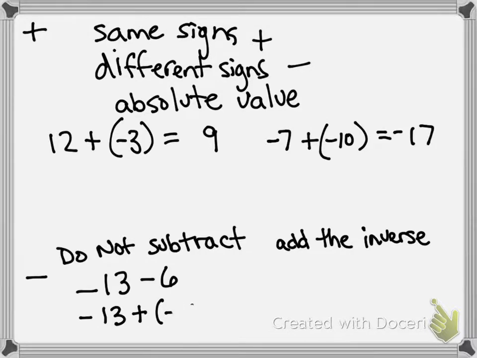So this now looks like a problem we already know how to do, an addition problem. They're both negative, so same signs add. 13 and 6 is 19. They were both negative, so the answer is negative.